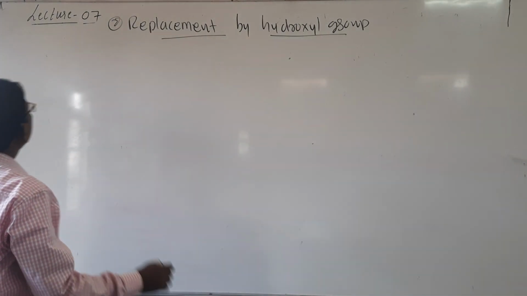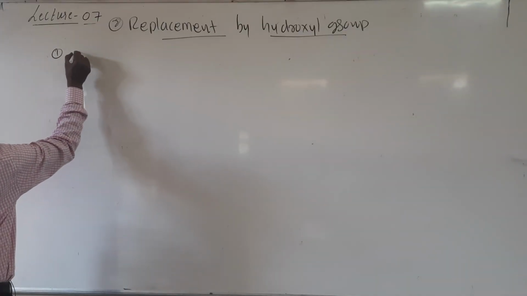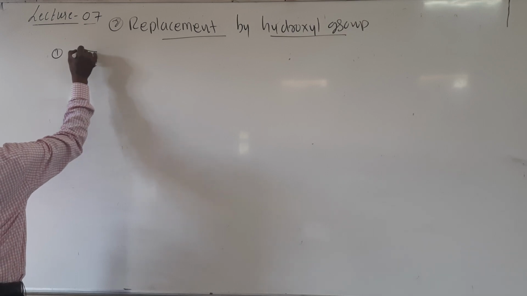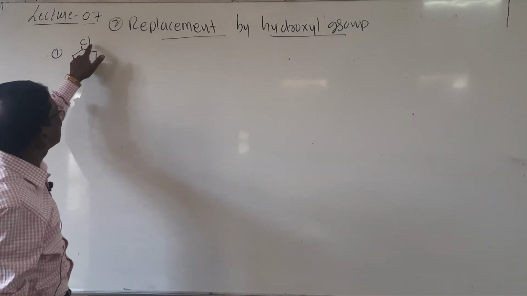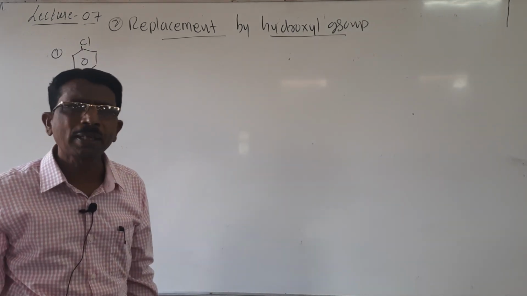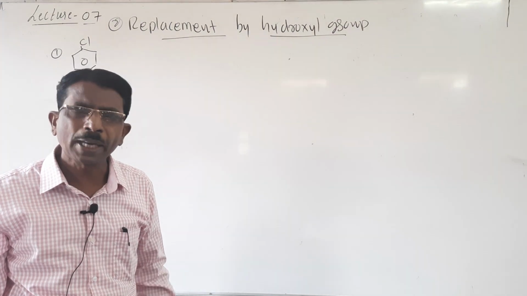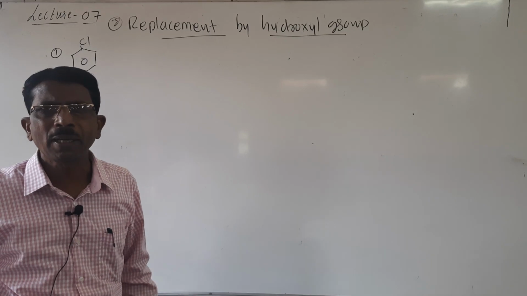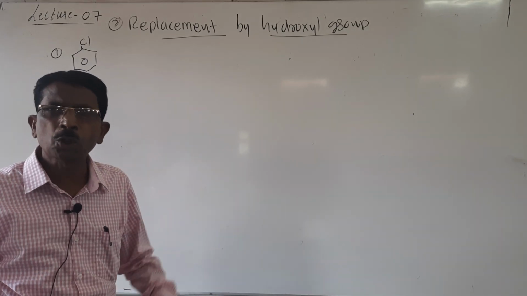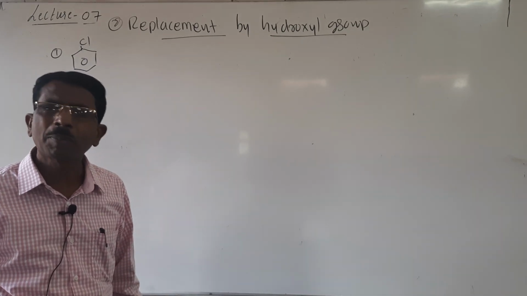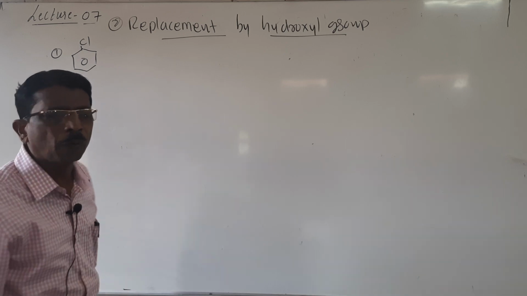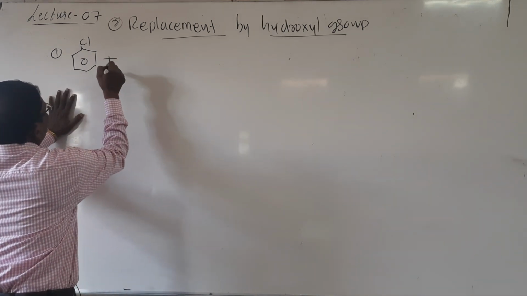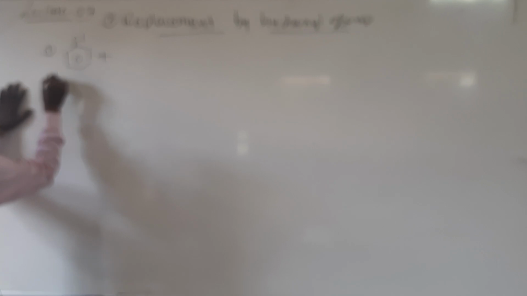Look here students, how can this halogen in chlorobenzene be replaced? It is not easily replaced. Only under drastic conditions can it be replaced, because the halogen atom is tightly bonded, or strongly held, to the carbon atom of the benzene ring. This is called chlorobenzene.